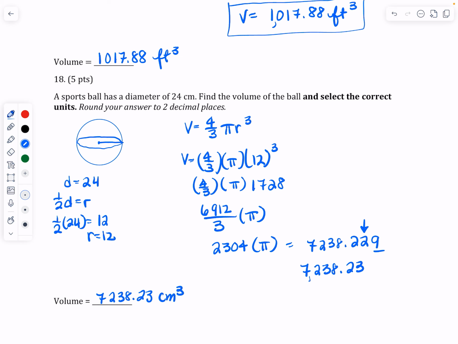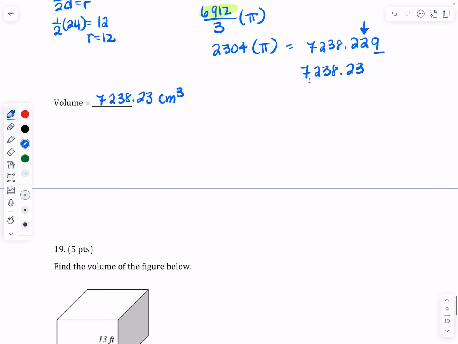So just to let you know, what did I do at this step? I multiplied 4 times 12 cubed, and then I divided it by 3. So I took 1728 times 4, which was this, and then divided it by 3, and then multiplied that by pi. Okay, so that was number 18. I'm going to stop the video here, and I'll pick up at number 19 for the next one.